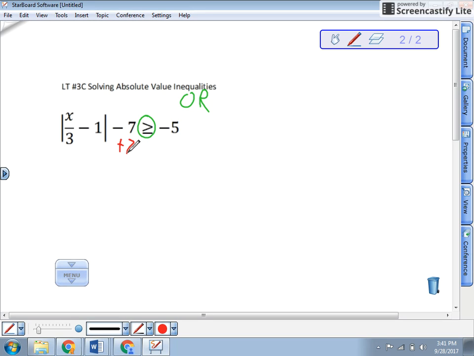Now remember, just like equations, if the absolute value sign is isolated and it equals a negative, there'd be no solution because distance can't be negative. But you've got to wait until you isolate it to find that out.